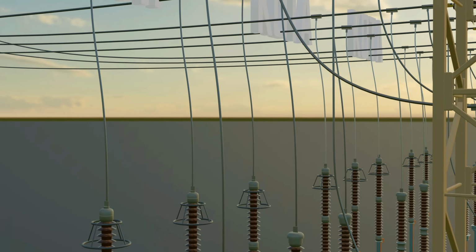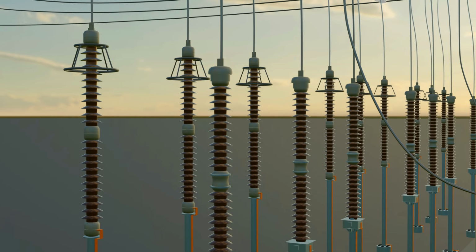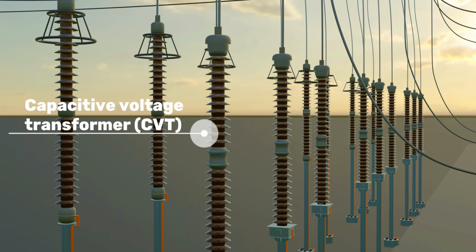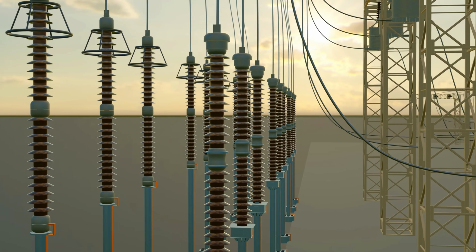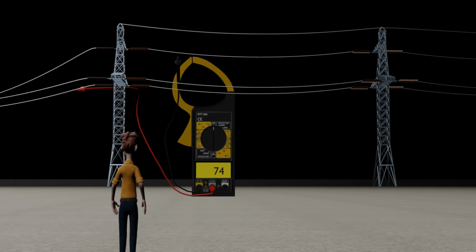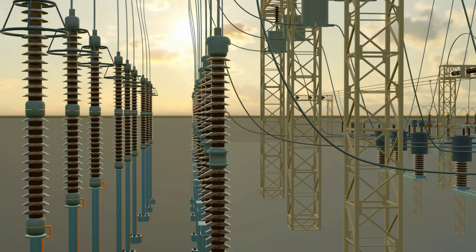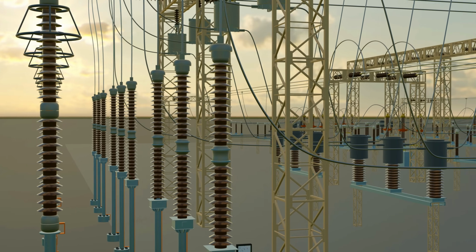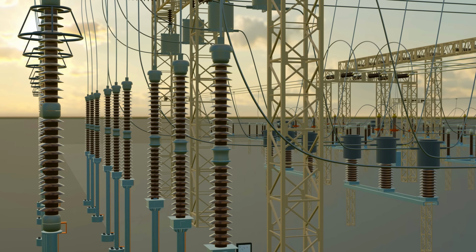After the lightning arrestor, the next device in the list is the capacitive voltage transformer, or the CVT, which performs two key functions. Think about it. How can you measure a voltage as high as 4 lakh volts? Standard meters can't handle such high levels. This is where the CVT comes in.